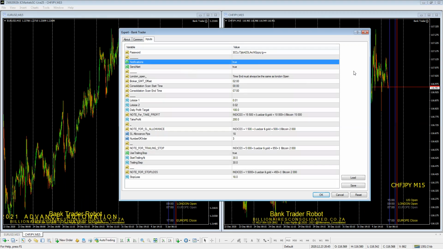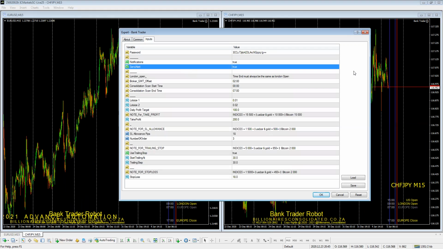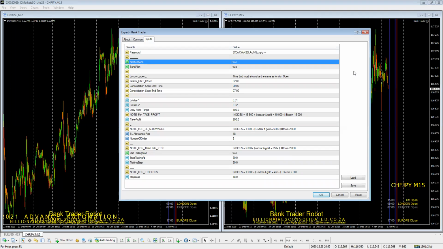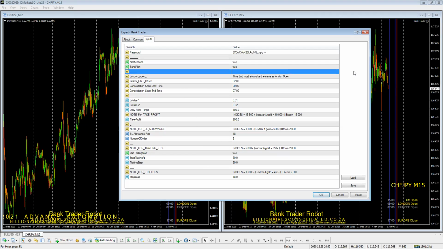then you will see it says notifications. You can either leave this true or false. It's just notifications that alert you when there's something you need to know that's happening with the robot. There's nothing much about it. More or less when the trade is active, just the basics as the previous one.